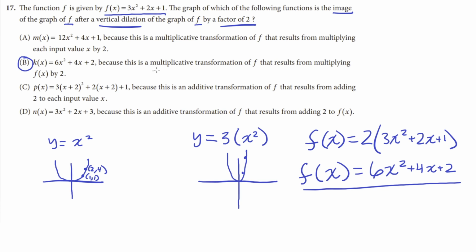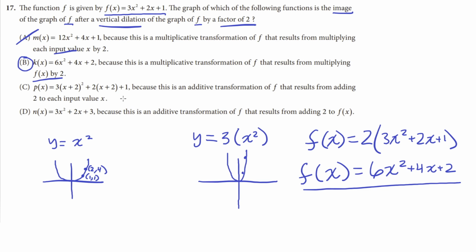which says that this is because there's a multiplicative transformation of f that results from multiplying f of x by 2, which is what we did. A is incorrect because this is actually a horizontal dilation when you multiply each input value only. So meaning they multiplied only the x's by 2, and in this case the 2 in front of the x would be squared. That would be multiplied by 3 to get 12. But the question didn't ask for a horizontal dilation.